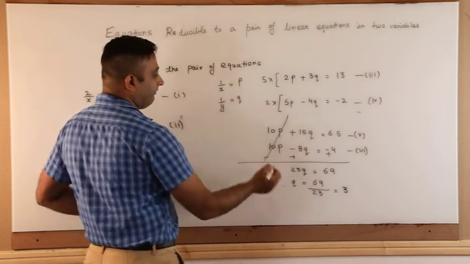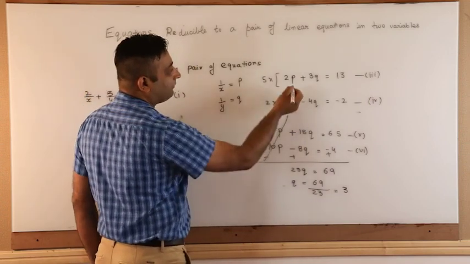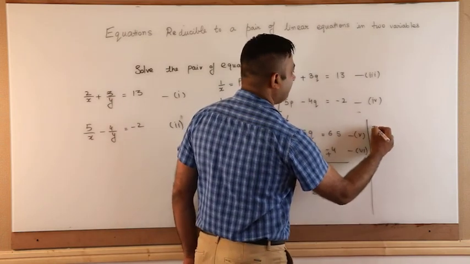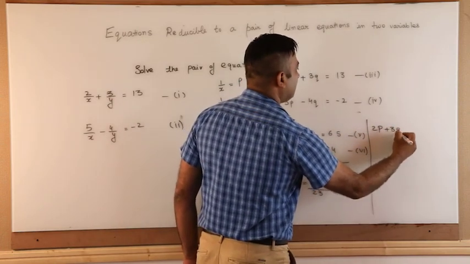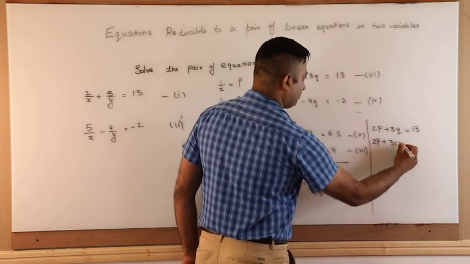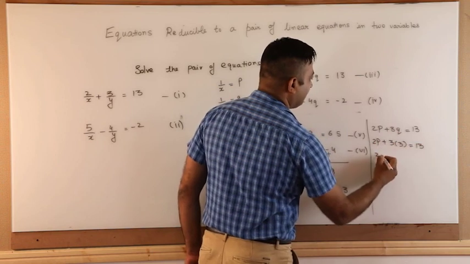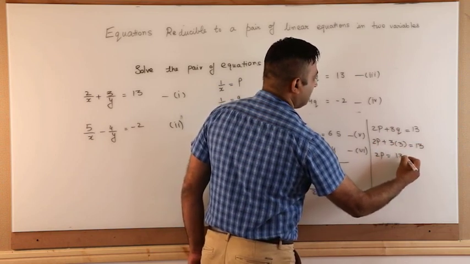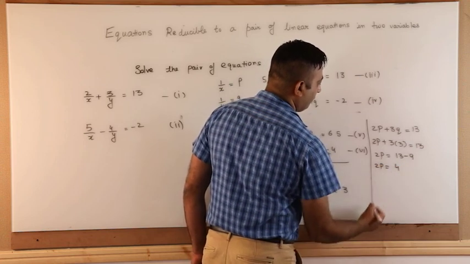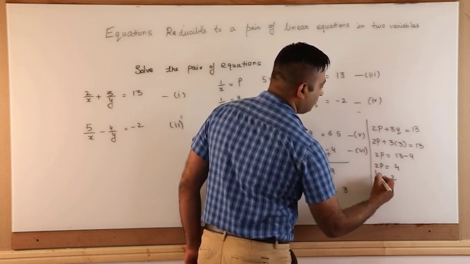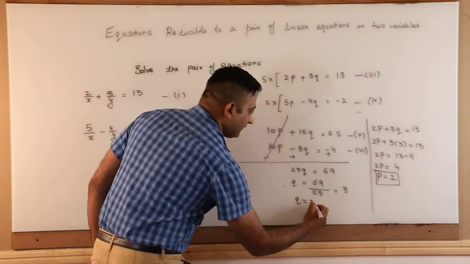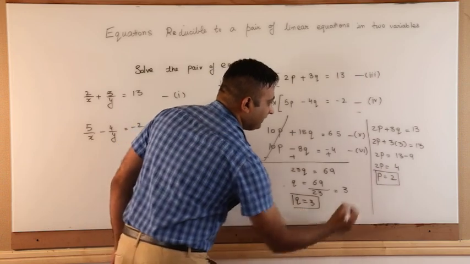After substituting the value of q in any of the equation number 3 or 4, we can get the value of p. That is 2p plus 3q is equal to 13, means 2p plus 3 into 3 is equal to 13. That is 2p is equal to 13 minus 9. That is 2p is equal to 4. That means p is equal to 2. Now, the value of q is 3 and the value of p is 2.